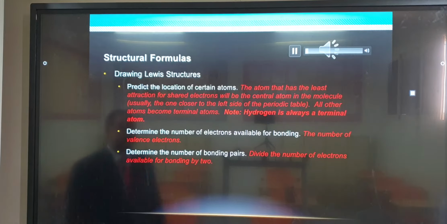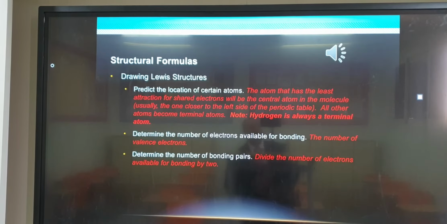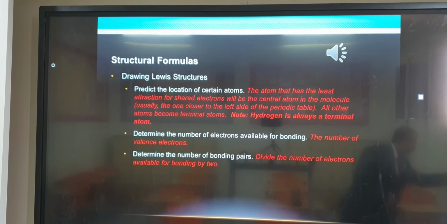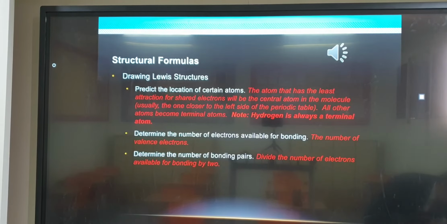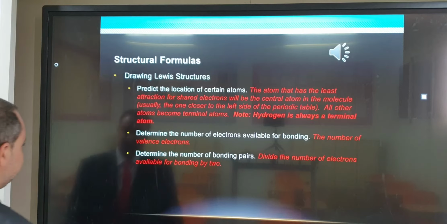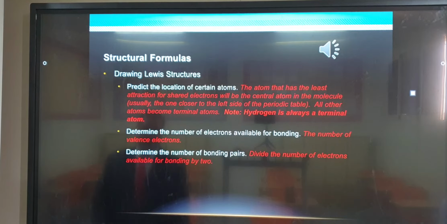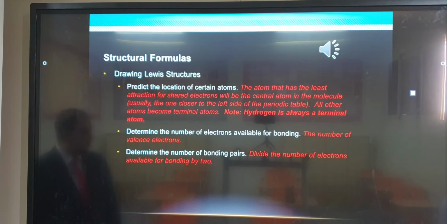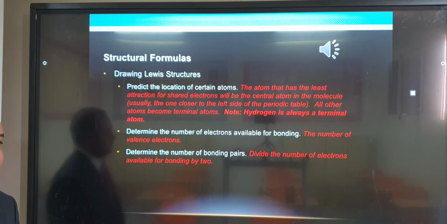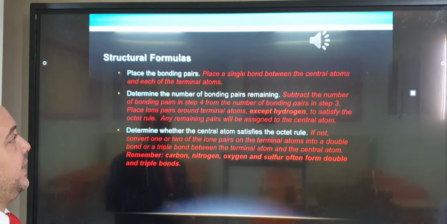Drawing Lewis structures. Predict the location of certain atoms. The atom that has the least attraction for shared electrons will be the central atom in the molecule, usually the one closer to the left side of the periodic table. All other atoms become terminal atoms. Note, hydrogen is always a terminal atom. Determine the number of electrons available for bonding, the number of valence electrons. Determine the number of bonding pairs: divide the number of electrons available for bonding by 2. Okay, so we are going to move to the next slide.